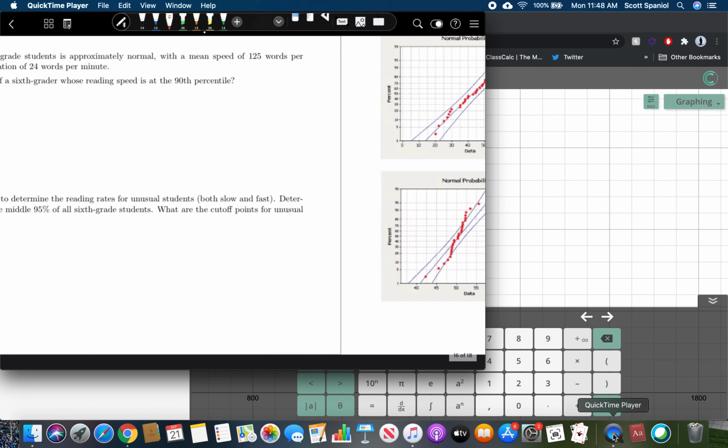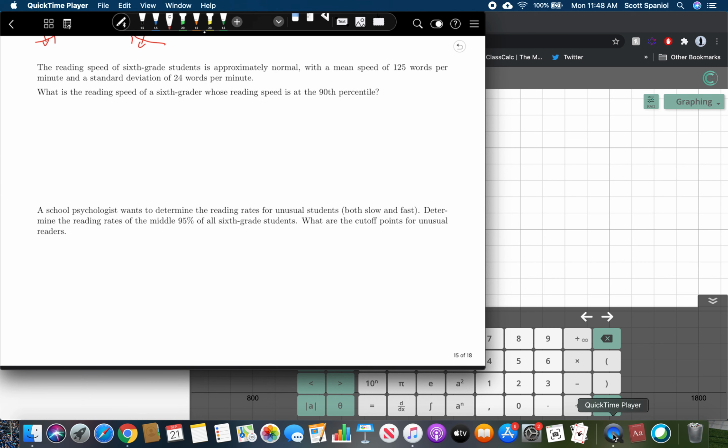So to finish off this section, go ahead and pause the video, try these two problems at the bottom, and then we'll go through them together.